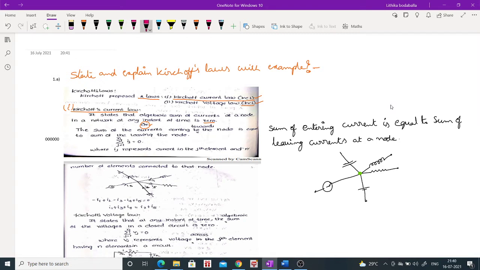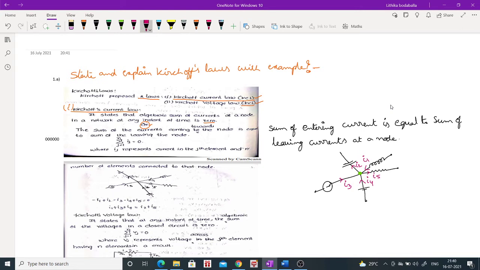Now let us assume the current directions. For example, there is a current I1 which is coming towards the node. Let it be I1, and let it be I2. I2 is leaving the node, going away from the node, and let it be I3. I3 is also coming towards the node, or entering the node. Then I4 is also entering the node, and I5 is leaving the node.